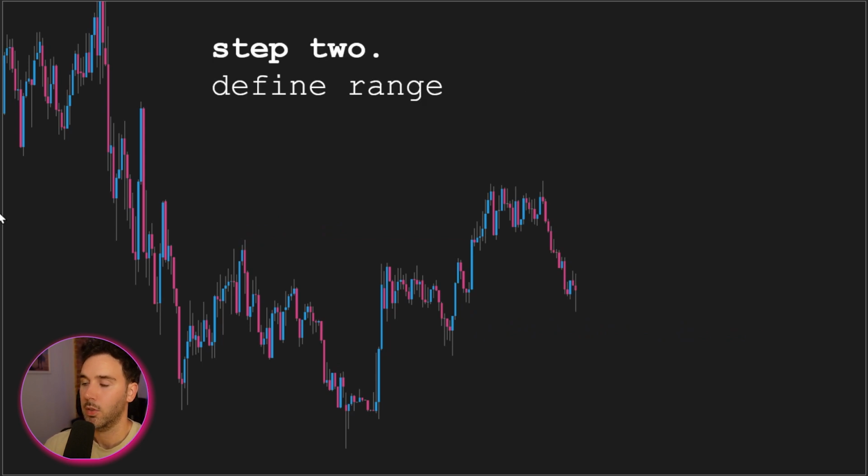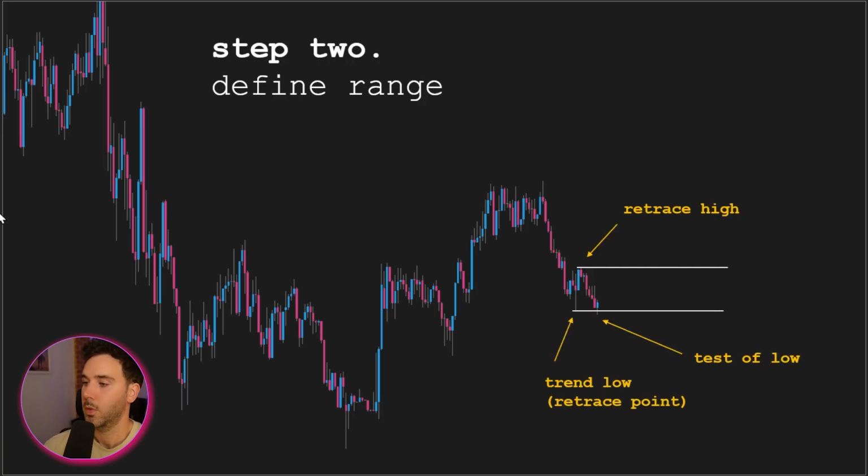And now we just need to define our range. And here it is. So we have our trend low, and then we have a retrace high, and then we have a test of that low. So at the retrace point, once that retrace point gets tested, again, we can define our range. We have enough price action at this point to tell us that we have a range. And this is exactly the same type of thing we were looking at in the beginner video.